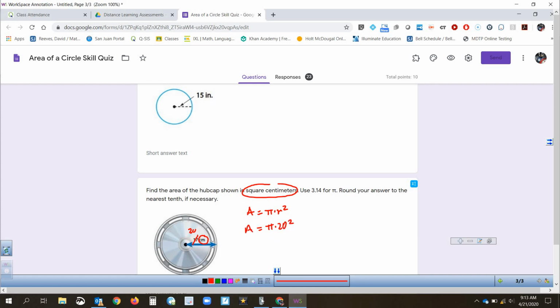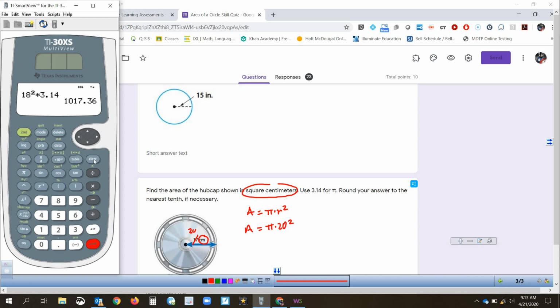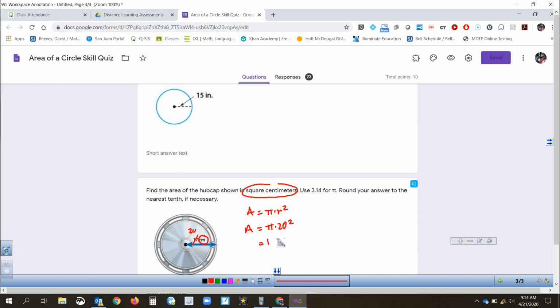Hopefully by now you're seeing this really isn't that difficult. I really am wondering how some of you managed to get a 0 on this if you had done the practice. So again, I'm going to go 20 squared, and then I'm going to go times 3.14 for pi. And you can see that I get 1,256. And again, 1,256 would be fine to put that answer in just as that if it were correct. Remember, it's not correct, okay?